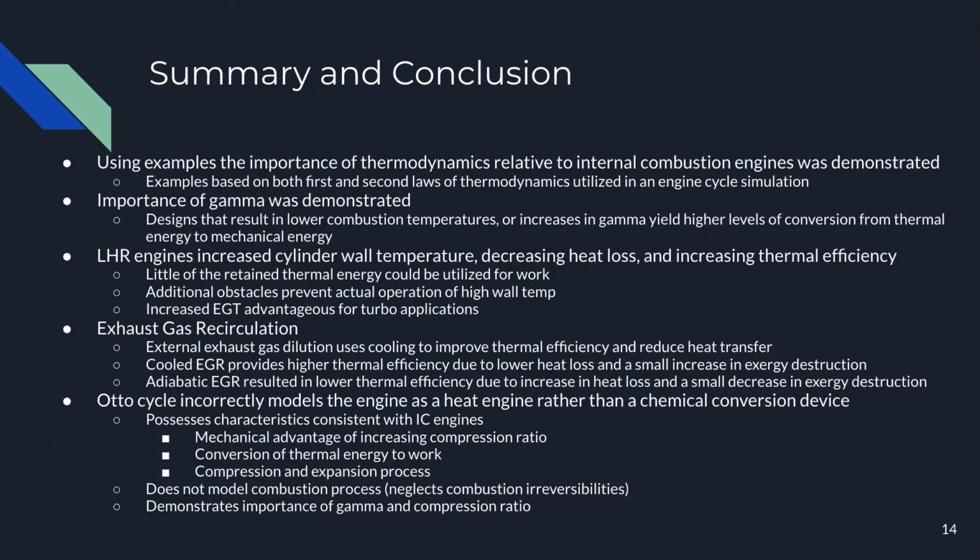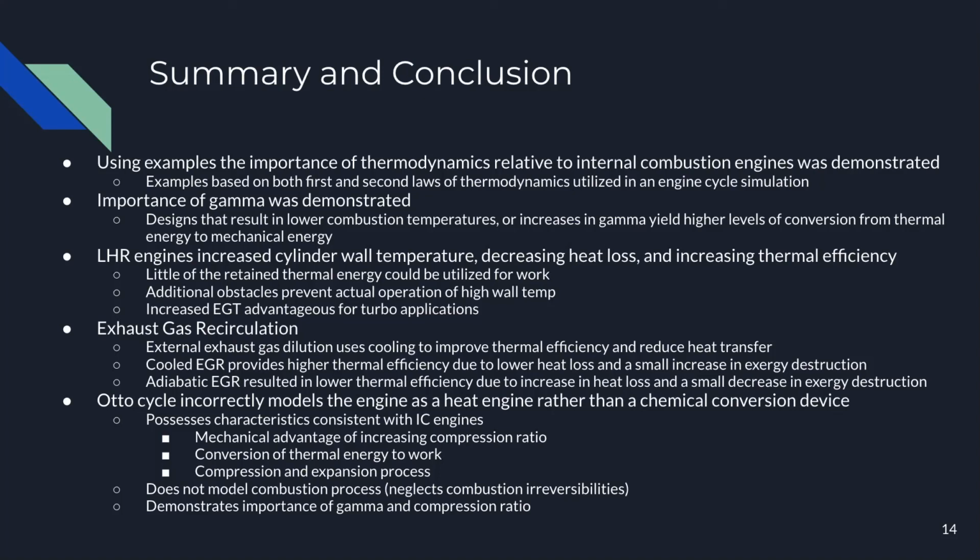So just to recap, we first talked about the thermal laws and how they were used, and we showed how they were used through a couple examples. The importance of gamma, where an increase in gamma is going to yield a better thermal energy to mechanical energy conversion. And then the low heat rejection engine, which increases the wall temperature, decreases the heat loss, and increases the thermal efficiency. But we saw that there was little efficiency gained by utilizing this.